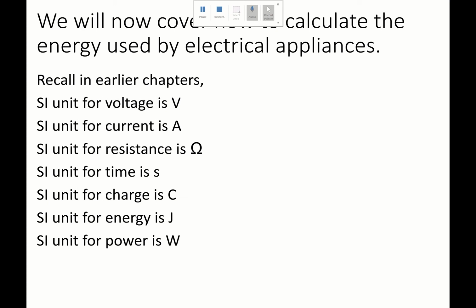each of these terms. But if you're unable to recall, please refer back to the chapter on current electricity and DC circuit. The definitions of energy and power are covered under conservation of energy. And do recall the SI unit for energy is joules and the SI unit for power is watts.